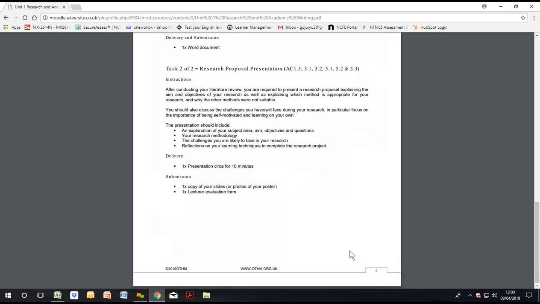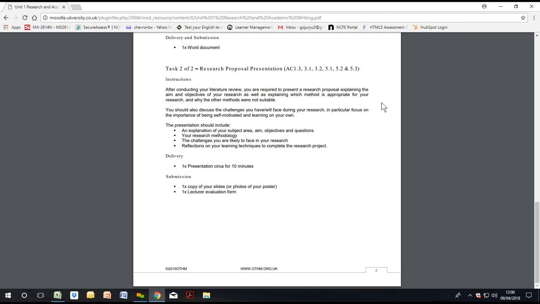Now, the second task, I'm just going to outline now, but I'll go back over the first one in a minute. The second part of the presentation is, after conducting your literature review, you're required to present a research proposal explaining the aim and objectives of the research, as well as explaining which method is appropriate for your research and why the other methods are perhaps not suitable.